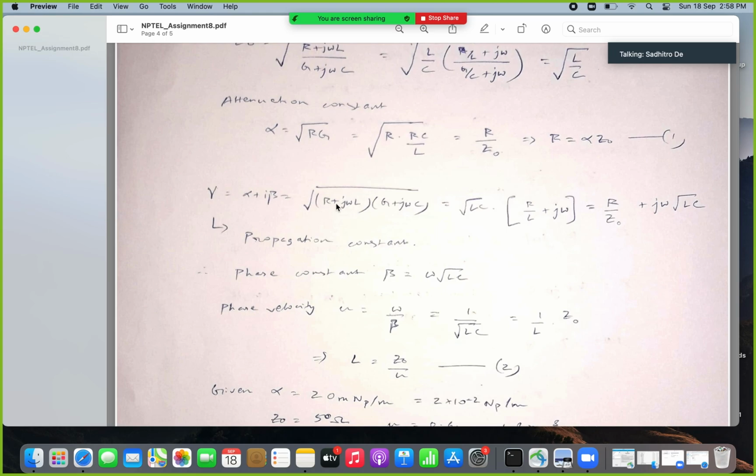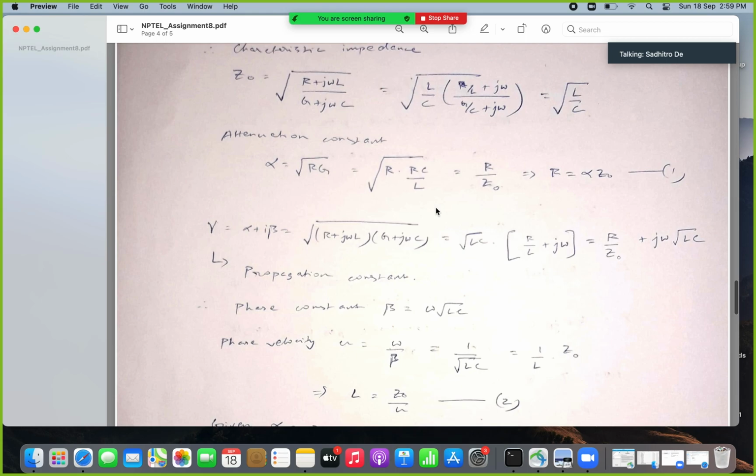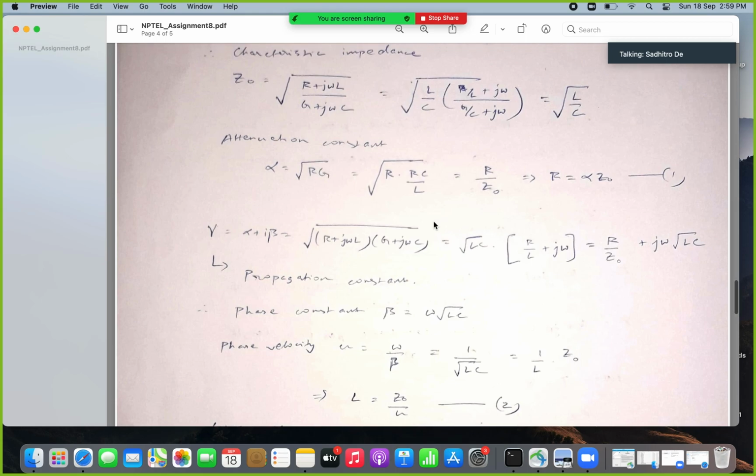Okay, so if you open this bracket, if I take L common from this part and C common from this bracket, then I have within the root LC into R by L plus j omega into G by C plus j omega. Now R by L and G by C are the same quantity, right? So this is actually a square of R by L plus j omega, and since you have a root, the square gets cancelled out and you only get this thing. And you have a root LC factor here. Okay. So that is how you get R by Z0 plus j into omega by omega into root over LC.